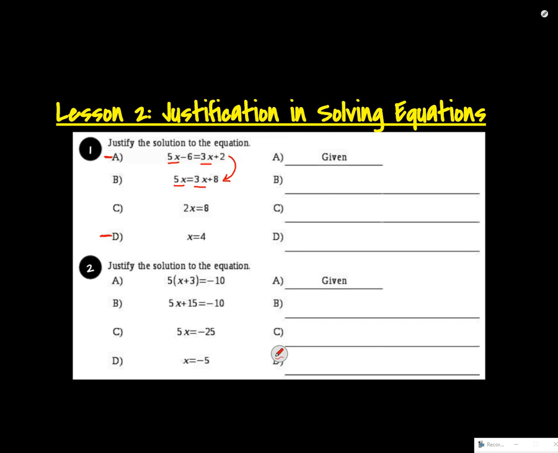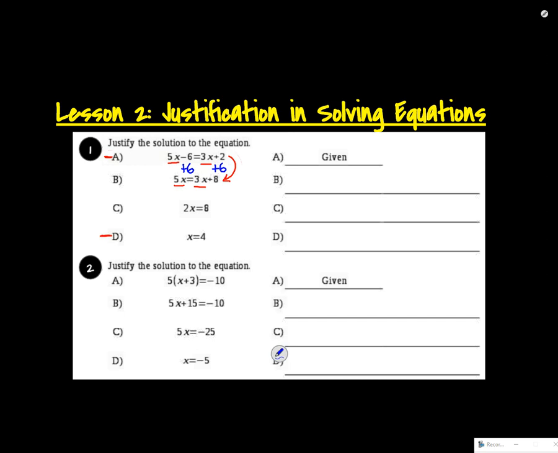What did we do? You don't have to do this part, but sometimes, especially early on, it's helpful if you come in here and say, well, I see a minus 6. The opposite of subtract 6 is add 6. And if I do it on the left side, I have to do it on the right side. And that's where the 8 comes from, because I have a positive 2 plus 6 equals a positive 8. I now have figured out that they added 6 to both sides.